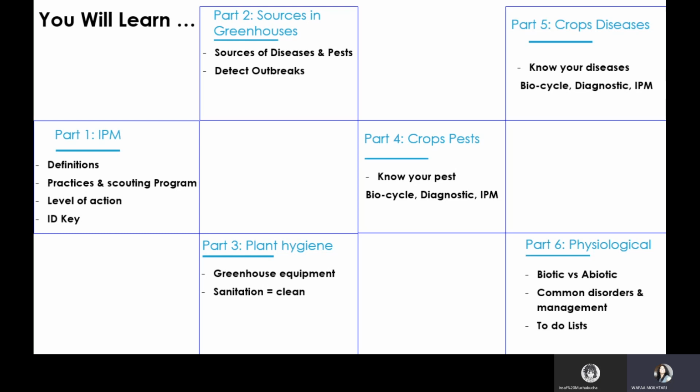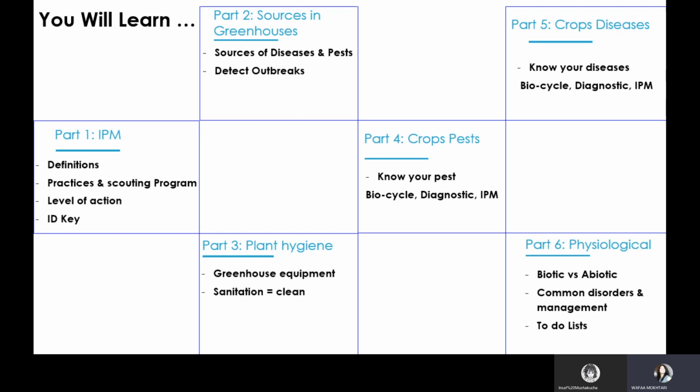Part 4, we'll be talking about crop pests. We should know our pests. We should know their life cycle. We should know how to diagnose them, and we should know how to control them, how to IPM them. Then in part 5, we're going to talk about crop diseases. We should know the disease, the biocycle of the disease, diagnose the disease, and how to control the disease.